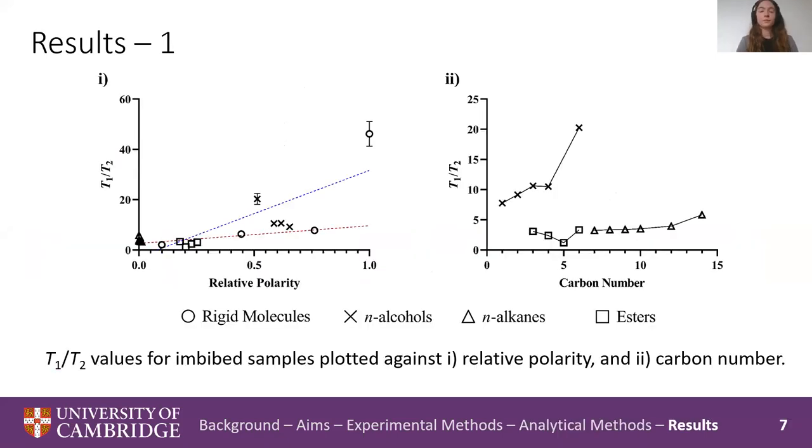So what did we find? Well, for rigid molecules, a positive correlation was observed between the T1 over T2 ratio and relative polarity. However, when water was excluded from the data, the goodness of fit was vastly increased. And for the rigid molecules, for the n-alcohols investigated, a positive correlation was seen between T1 over T2 ratio and carbon number. However, for the esters and the n-alkanes investigated, these correlations weren't particularly significant at all.